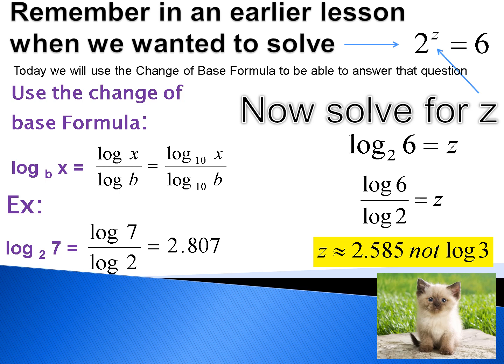Now this is not equivalent to log 3, so you cannot say, oh, it's log over log, therefore it's log 3. No, that's not how it works, because you're taking the value of log of 6 and you're dividing it by the log of 2. So that's why we end up with 2.585.